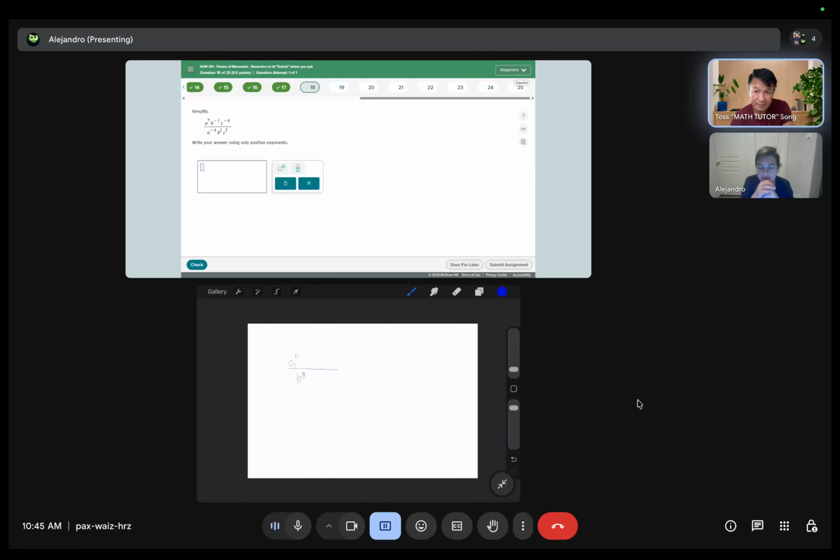And look at the c's. I don't want to do 6 minus 5 because that will be negative 11 on top. I want to bring the 6 down and add it to the bottom. This is how I see everything.